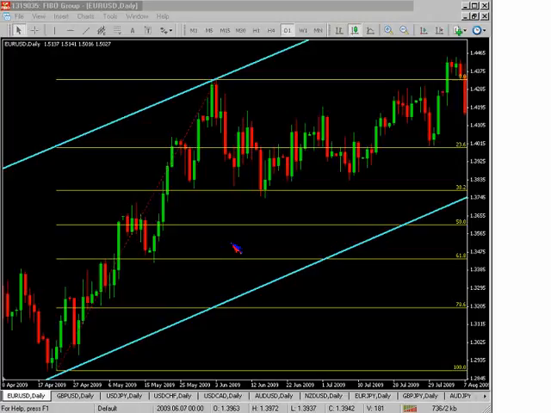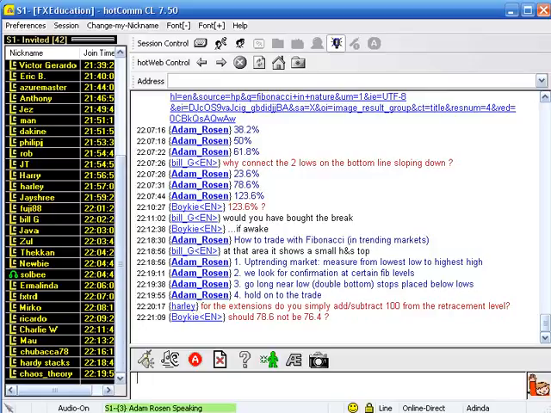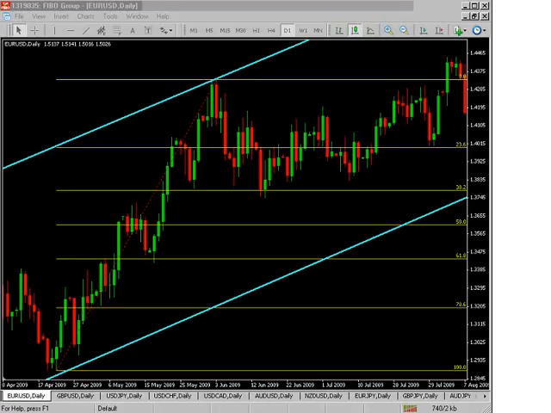Now, Harley mentions for the extensions, you simply add or subtract 100 from the retracement level. It should be 78.6, not 76.4. What did I type? Did I type 76.4? I apologize if I did. It's supposed to be 78.6. You are correct. Yeah, I did type 76.4. Yes, 78.6 is the correct level.